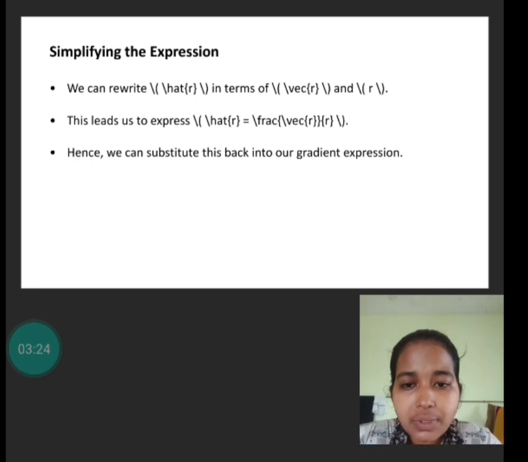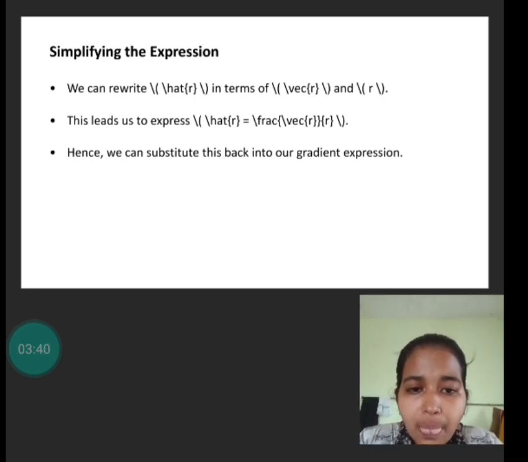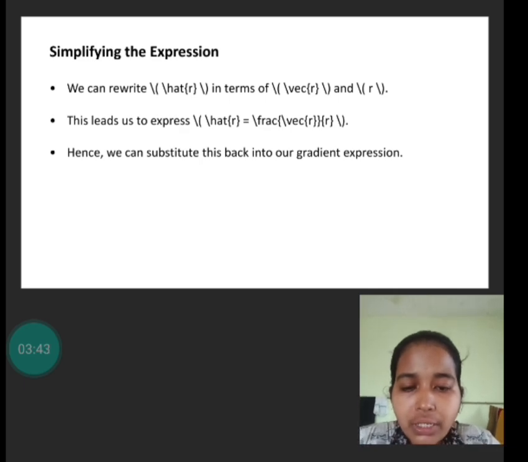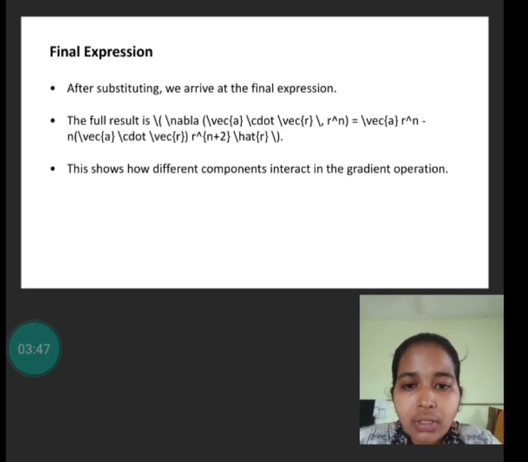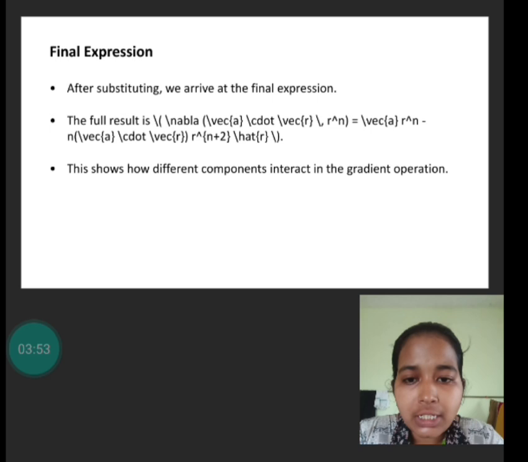Simplifying the expression. We can rewrite r hat in terms of vector r and r. This leads to expressing r hat equals vector r over r. Hence we can substitute this back into our gradient expression. Final expression. After substituting we arrive at the final expression.